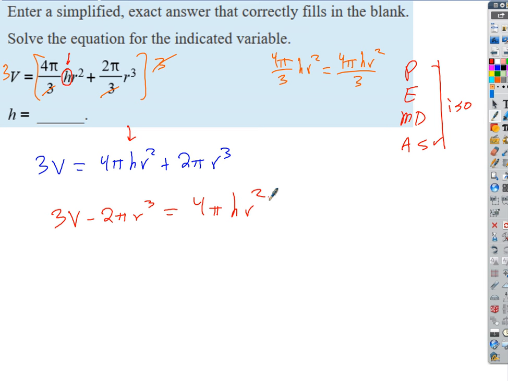Okay, so far so good. What's next? Moving up the list. Okay, we're going to divide by what? 4 pi r squared. So we could divide by 4 pi and then deal with the r squared separately, but why not just divide by everything that's being multiplied by h in one step, right? So let's divide everything on both sides through by 4 pi r squared. Okay? So if we do that, we get our h by itself.